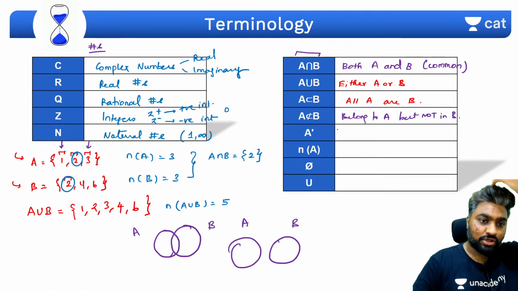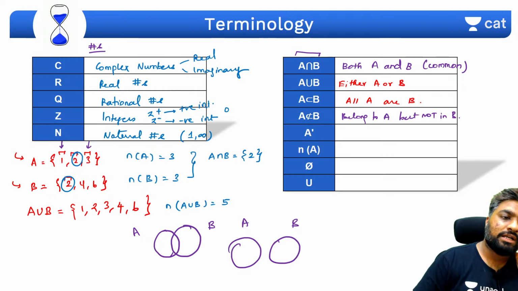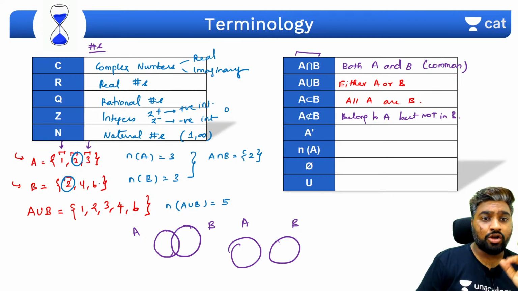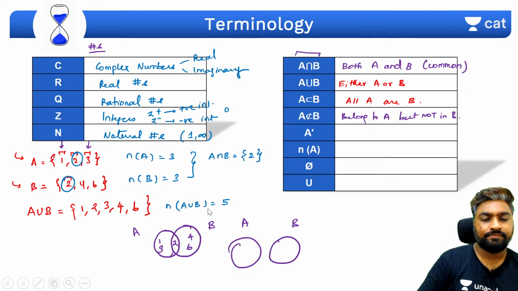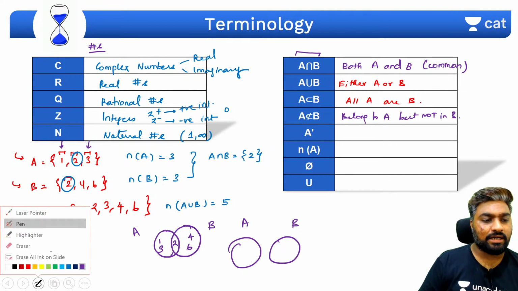Correct, Janvi. So the terms that will belong here will be 1 and 3. 1 and 3 belong in A, but they don't belong in B. Here you will have 1, you will have 3, here you will have 2, here you have 4, here you have 6. Clear? 1 and 3 are not a part of B, same way 4 and 6 are not a part of A. Done?